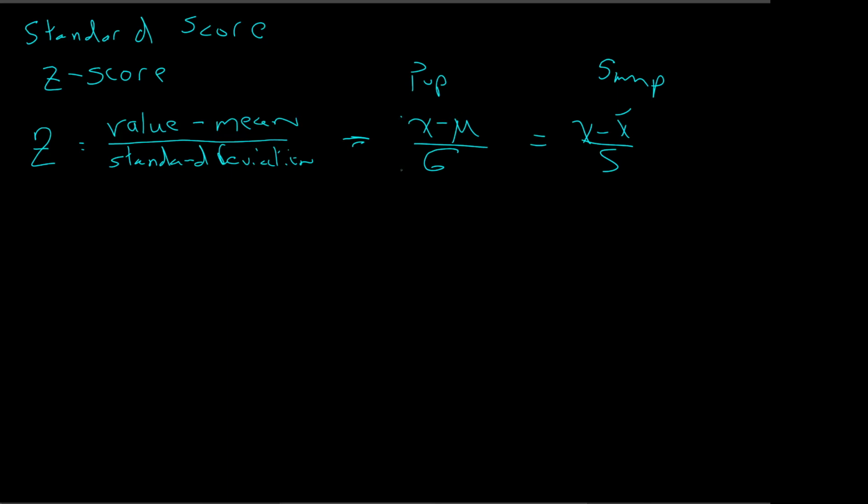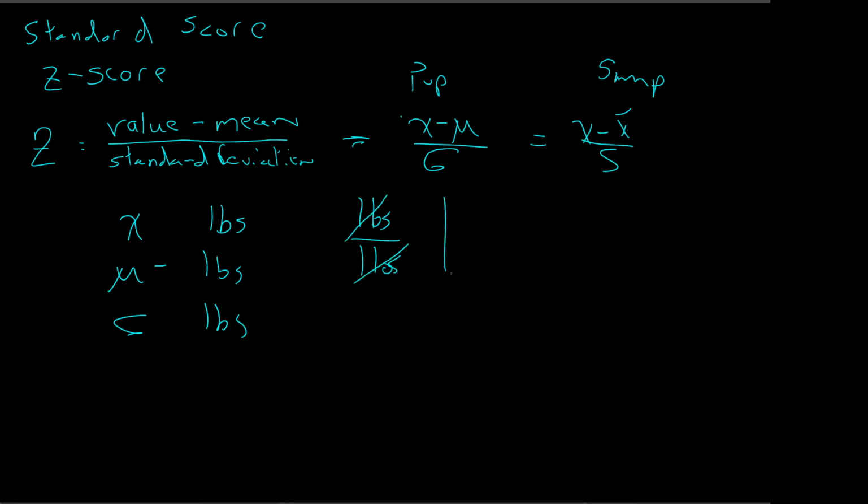And what this does is, remember, standard deviation has the same unit as the variable of interest. And so like a coefficient of variation, this measure is unitless. The units cancel out. So let's say my variable of interest was measured in pounds. That means my mean would be in pounds, and my standard deviation would be in pounds. So pounds in the numerator and pounds in the denominator cancel out, meaning z-scores have no unit.